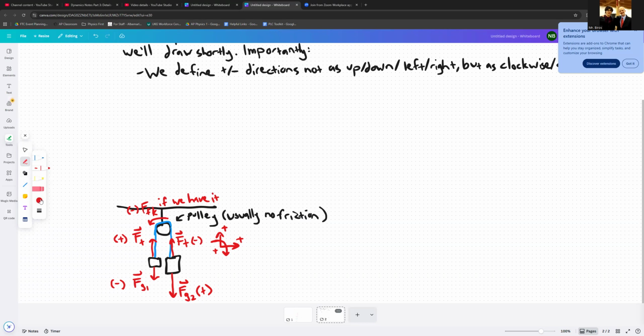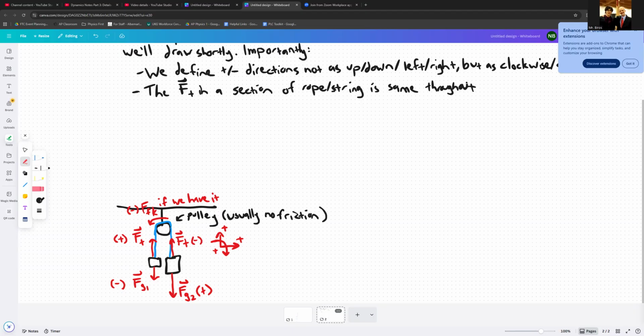Now, this one we already mentioned before, but we'll mention it again because it is important for any system of objects connected by a rope. The force of tension in a section of rope or string, or even something like a cable, is the same throughout.